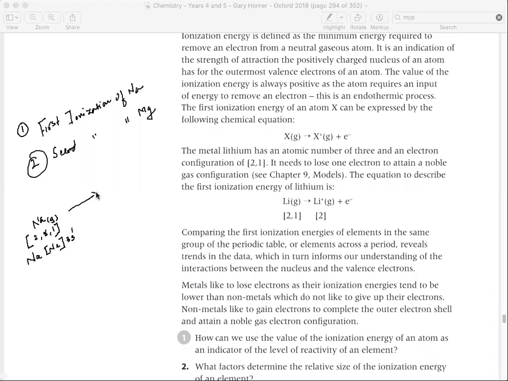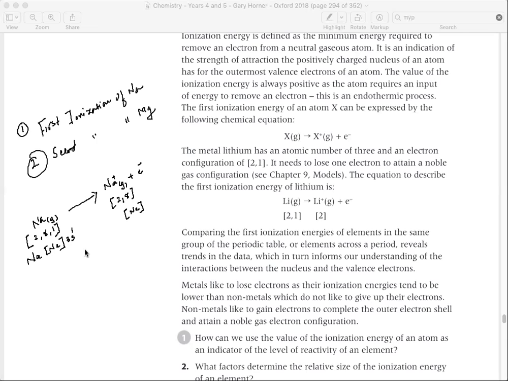Now, what is done in the process? An electron is removed. This is converted into a positive ion. Removal of the first electron. So the sodium ion would be 2,8, or we can write neon. This is the sodium ion. So I have written the reaction for the first ionization of sodium.